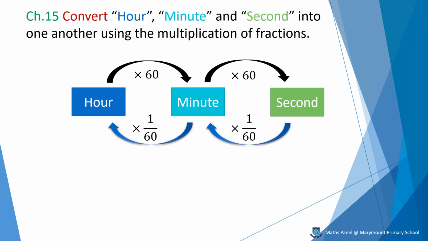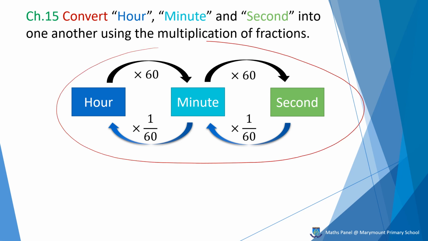In Chapter 15, you have learned how to convert hours, minutes, and seconds into one another using the multiplication of fractions. So have a look at this figure. Do remember, if we want to convert hours into minutes, we have to times 60. And convert minutes into seconds, also times 60. In opposite, if we want to convert seconds into minutes, we have to times 1 over 60. If we want to convert minutes into hours, we have to times 1 over 60.